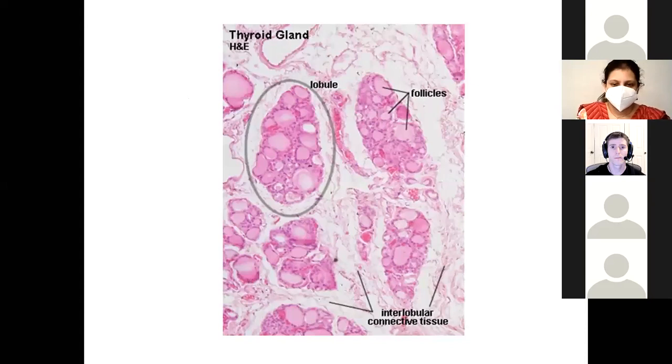Over here, this is an overall picture of a thyroid gland which shows a lobule containing a cluster of follicles. In the center of the follicle, you can see colloid material present, which is light pink in color, and you also see interlobular connective tissue, forming septa that are coming from the capsule of the thyroid gland.